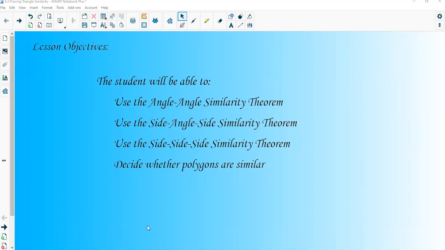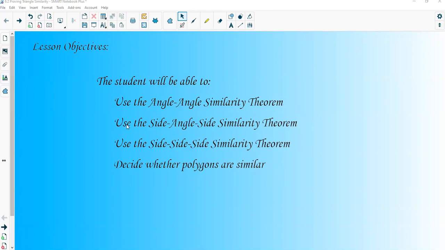Okay, good morning, guys. Today we're going to be studying triangle similarity. Back in chapter 4, we studied triangle congruency. This time we're going to study triangle similarity. Remember that similar triangles means they have the same shape, different size. The same shape, different size.